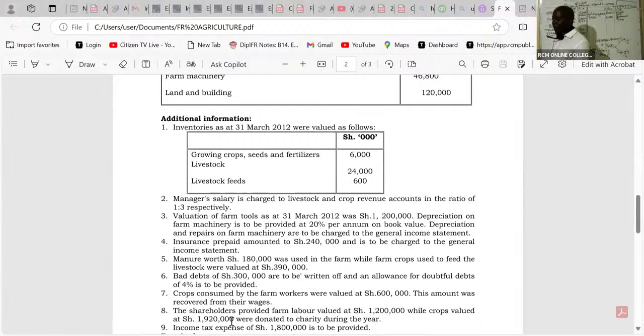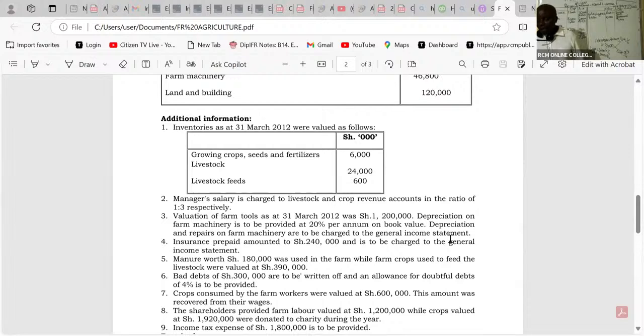Additional information 1, I've been able to take care of that. Note 2, I've been able to take care of that, to apportion manager salary. Let's look at note 3. Valuation of farm tools as at 31st March 2012 was 1.2 million. Depreciation on farm machinery is to be provided at 20% per annum on book value. Depreciation and repairs on farm machinery are to be charged to the general income statement. I can't bother about it at the moment.